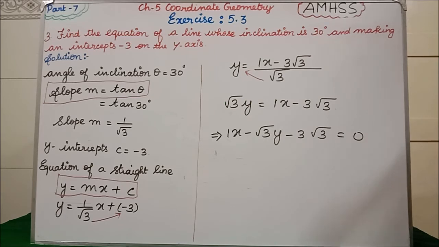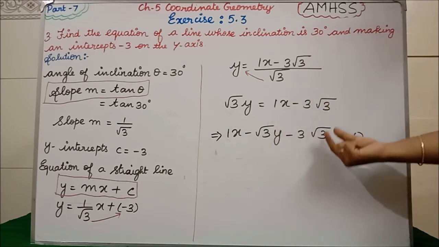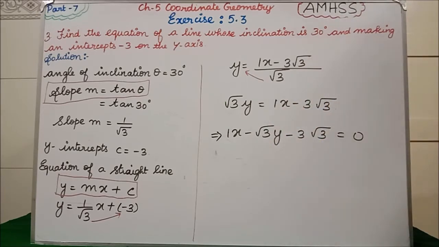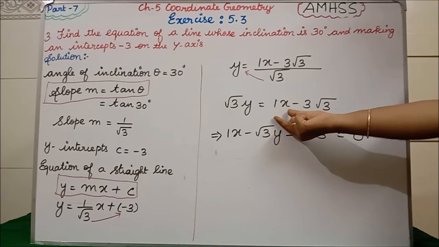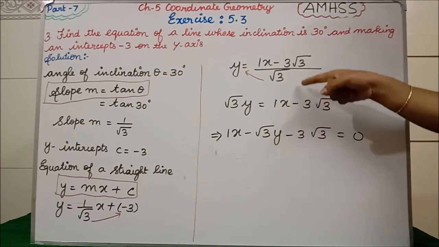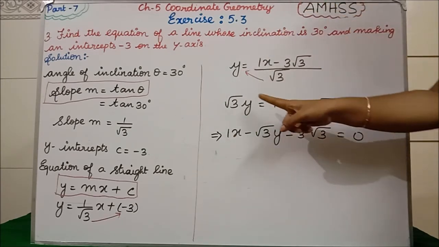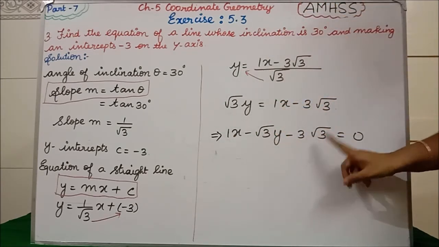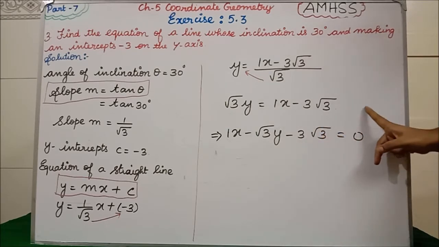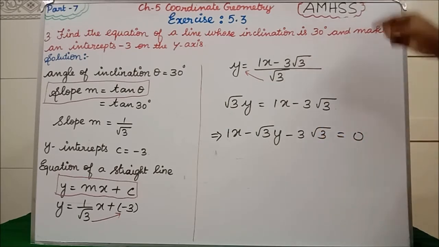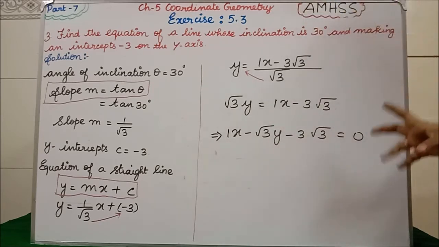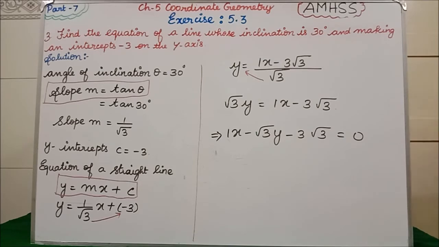Then I have told you the general form of the equation of a straight line is one x term, one y term, one constant. We have to write it in that form only. So see here, 1x, then the constant term is there. In between you have to get the y term. So this y term is coming to this side. So 1x minus root 3 y, then this we write as such, 3 root 3 equal to 0. Clear? They asked in the question to find the equation of a line. This is the equation of a line. Clear, the third question? Next we will see the fourth question.